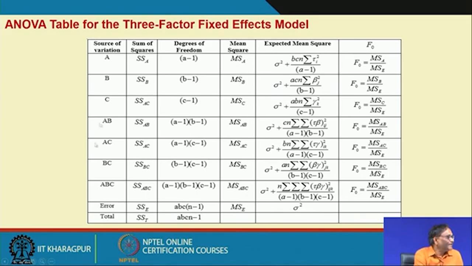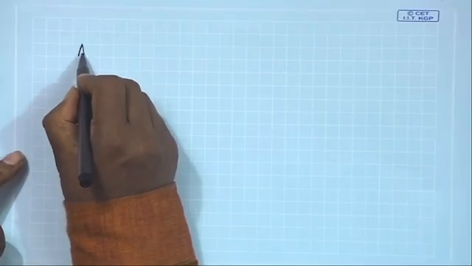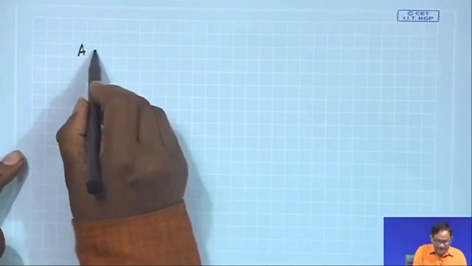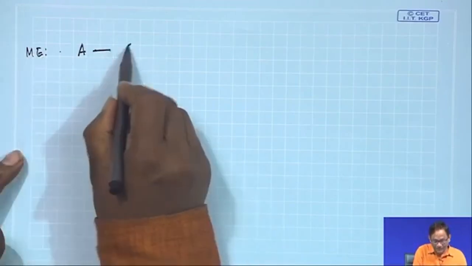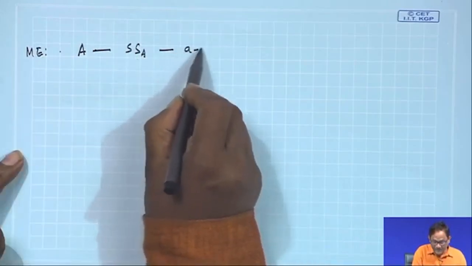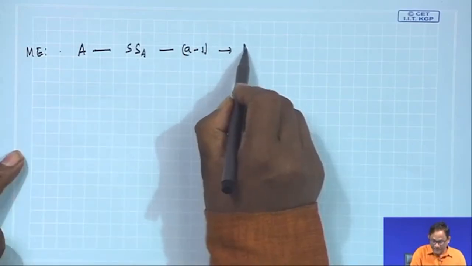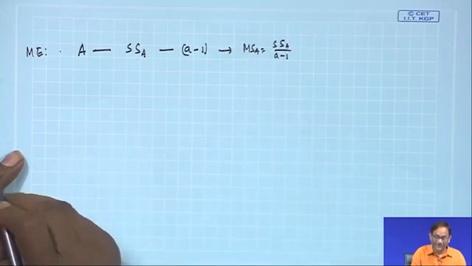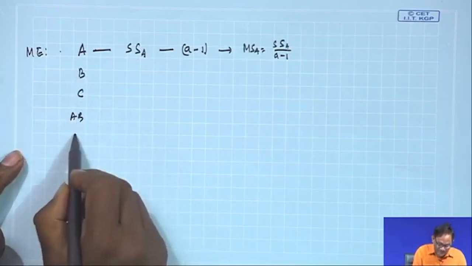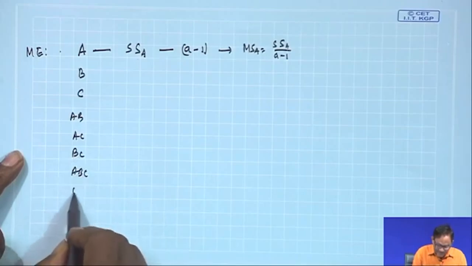Now, every effect's mean square is compared with the mean square error, MSE, which estimates sigma square. The F0 value is computed by dividing every effect mean square by MSE. This F0 value will be compared with the threshold value. One example: suppose you are interested to know whether main effect A has influence or not. Then you compute its SSA, its degree of freedom is A minus 1, then MSA, which is SSA by A minus 1. Similarly B, C, AB, AC, BC, ABC, then error.